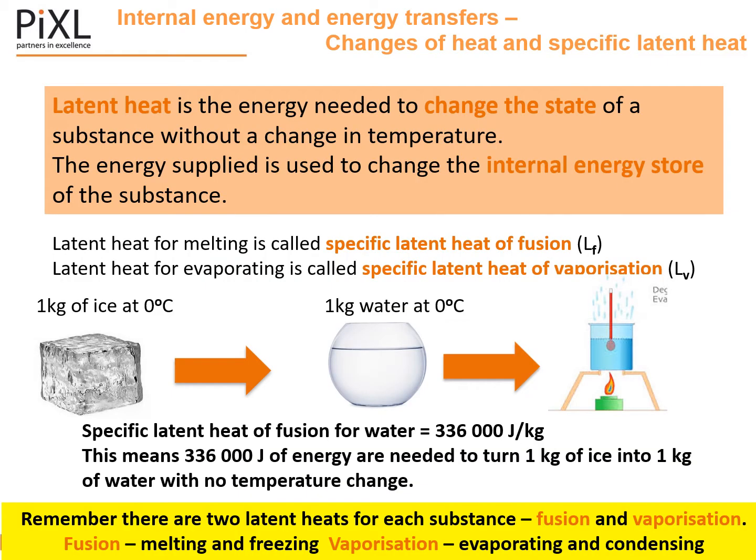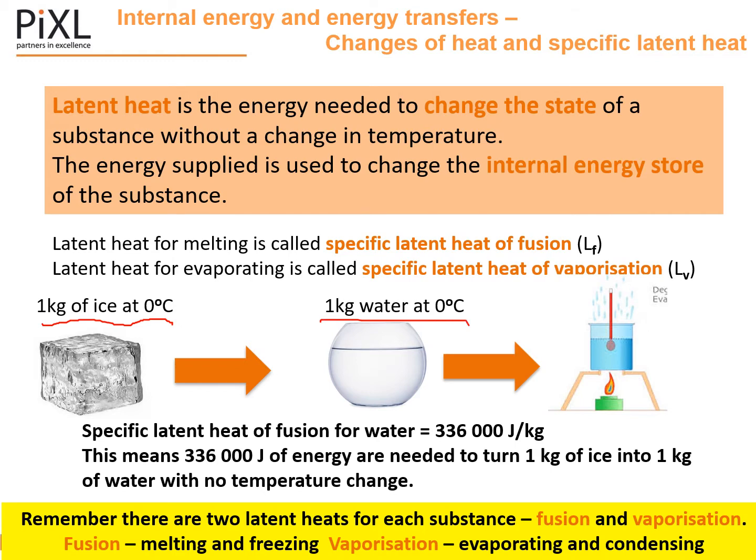Okay, so let's go through some key words, which is quite important that you are able to recall. So latent heat, which is the new key term, is the energy needed to change the state of a substance without a change in temperature. The energy supplied is used to change the internal energy store of the substance. What we're basically trying to say is if I had 1 kilogram of ice at 0 degrees Celsius, if I wanted to melt it down to a kilo of water, there will be a certain amount of energy that is required to break those bonds.